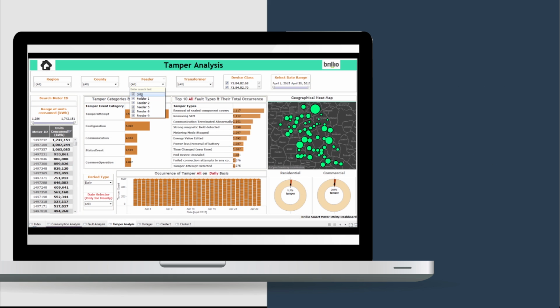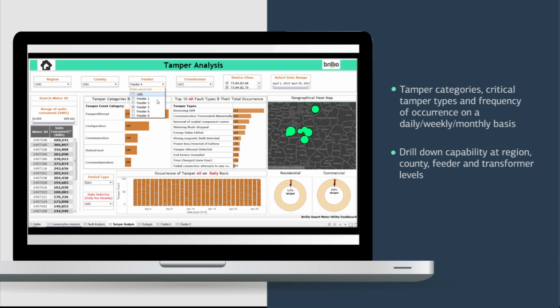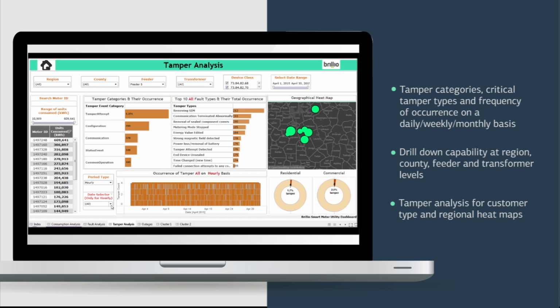The Tamper Analysis Dashboard helps monitor tampers and obtain insights such as tamper categorization and frequency of occurrence, types of tampers and occurrence frequency, and breakup of tampers by customer types and regions.